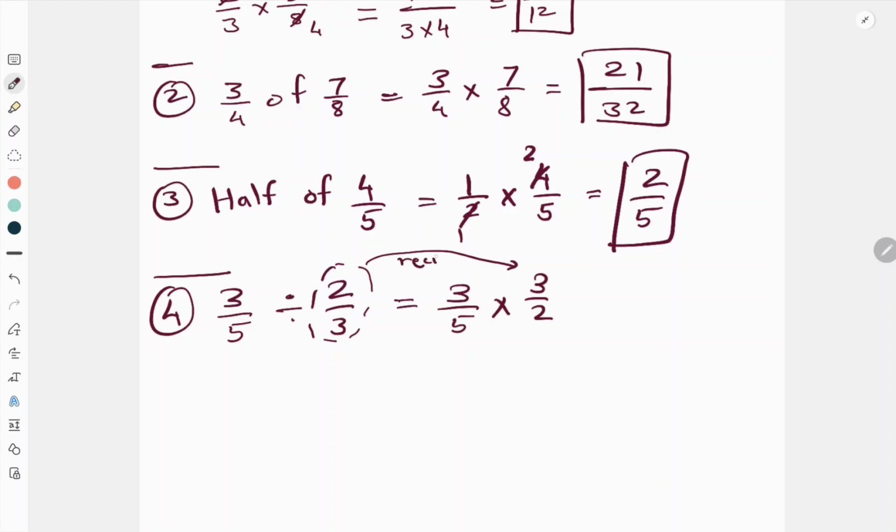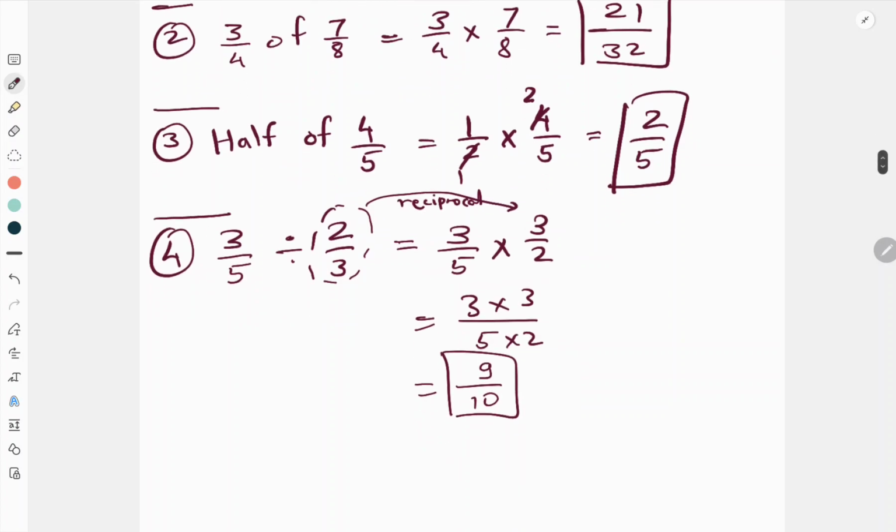Let me write this down. We take the reciprocal of the number that we are dividing by and we multiply by that number, which is 3 times 3 divided by 5 times 2, which is 9 divided by 10. So as I mentioned, we always only multiply fractions, we never divide fractions directly. We take the inverse if it is a division operation, and that's about it.